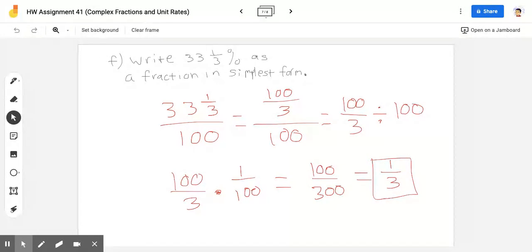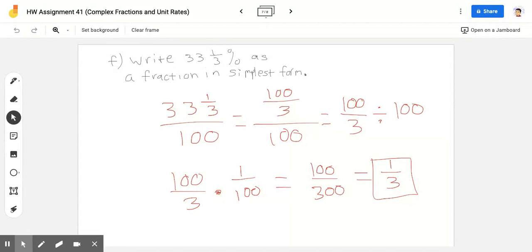So whenever we're dealing with percentages and we want to write the percentage as a fraction, we're just going to divide it by 100. Okay? Just going to divide it by 100. And I'll leave it at that. There is our lesson with complex fractions.